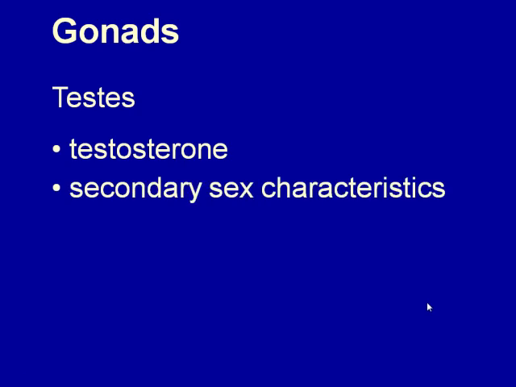The testes secrete testosterone. Testosterone also causes the secondary sex characteristics to be produced in men, the deeper voice, the facial hair, those kinds of things. And it's secreted by a group of cells in the testes called the interstitial cells. Testosterone stimulates the sperm-producing cells to produce sperm, as well as helping to maintain the male reproductive system.